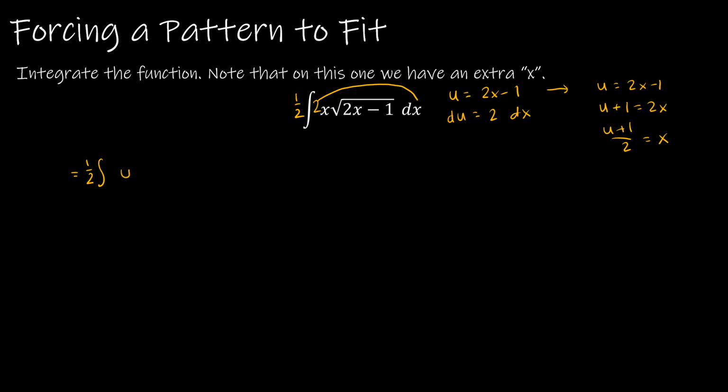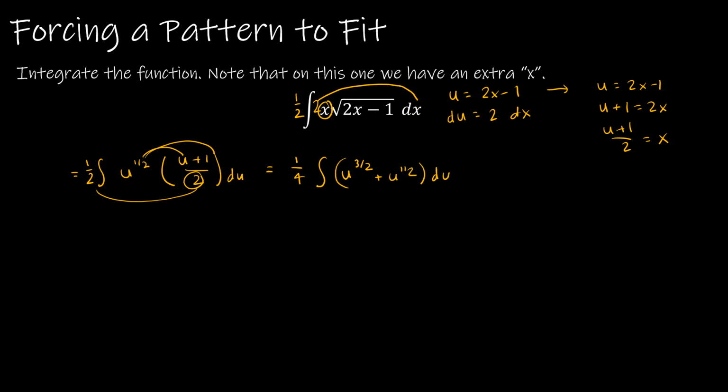This is u to the 1/2, but then x is u plus 1 over 2 du. So this one got pretty ugly pretty fast. So I'm just going to do a little bit of cleanup before I continue. I'm going to go ahead and take this u and pull it to the outside. So I have 1/4 the integral, and then u to the 1/2 times u is u to the 3/2, and u to the 1/2 times 1 is u to the 1/2, and that's all with respect to u.